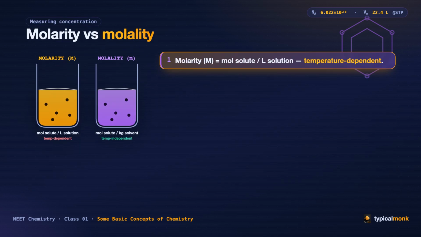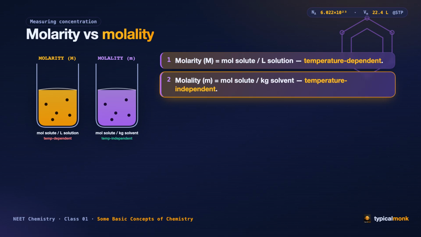Now, concentration. How much solute is dissolved in how much solution? 2 cousins live here, and NEET loves to test whether you can tell them apart. The first is molarity, written with a capital M, moles of solute per liter of solution. But notice its weakness. It is built on volume, and volume expands when you heat it. Warm the solution, and the liter grows, so the molarity drops. Molarity depends on temperature. The second is molality, written with a small m, moles of solute per kilogram of solvent.